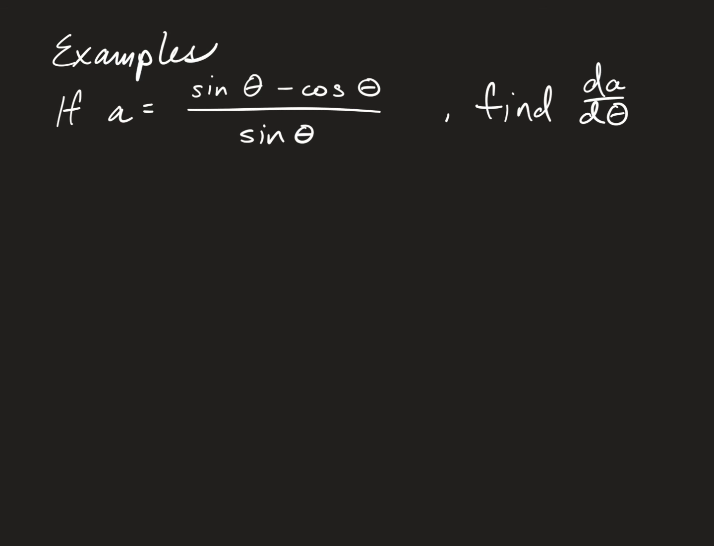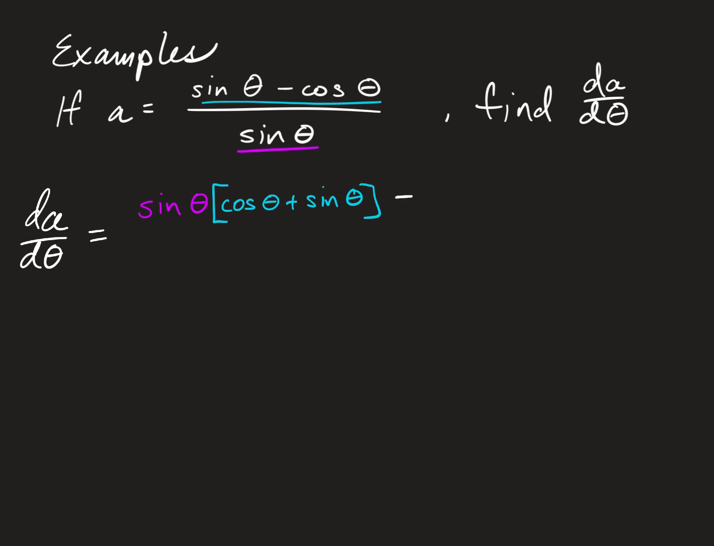For the final example of the video, we are going to find the derivative of this function A, which is equal to this nonsense. We're going to find the derivative of that with respect to theta. So in order to start this, we can start out with dA d theta. The derivative of A with respect to theta is equal to the denominator, sine of theta, times the derivative of the numerator. So this will be cosine theta plus sine theta.